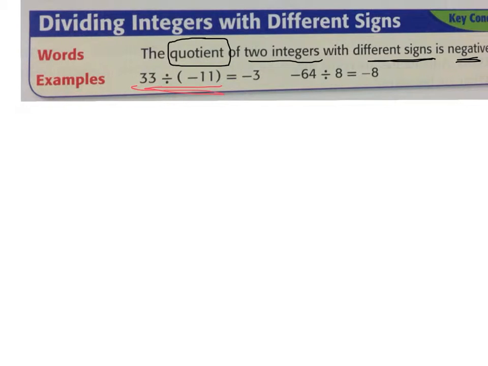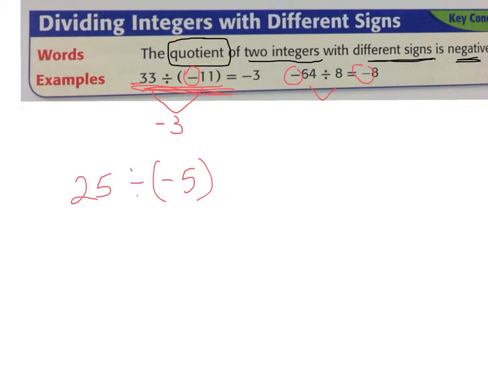It has 33 divided by negative 11. So if I just did 33 divided by 11, that would give me 3. And there's one negative and a positive here, so my answer is going to be negative. Same thing here. One negative, one positive, so my answer is going to be negative. So it doesn't matter what it was. If I had 25 and I divided that by negative 5.